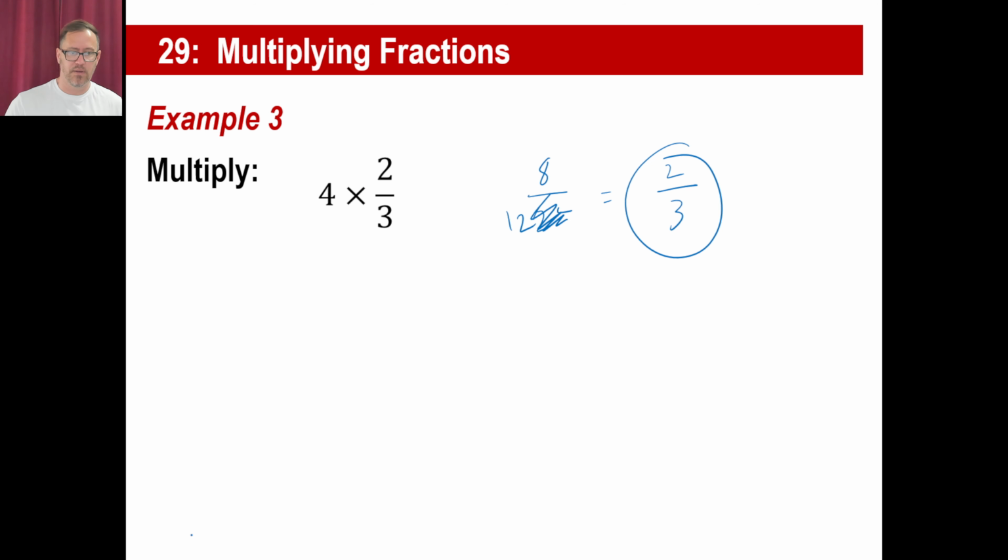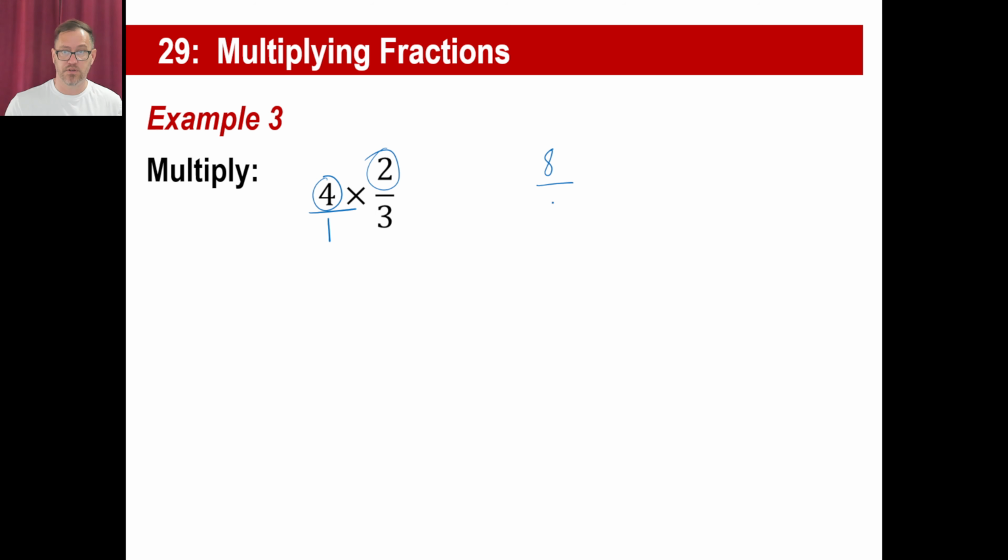The only thing you need to remember when it has just an integer and not a fraction is that you want to put this over a 1. Imagine it over a 1. Or you can just ignore this if you want and treat these both as numerators and go 4 times 2 is 8 and 1 times 3 is 3, or you can just put the 3 there if you want to. That's all you need to do.